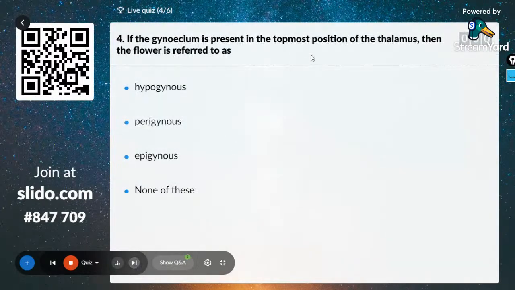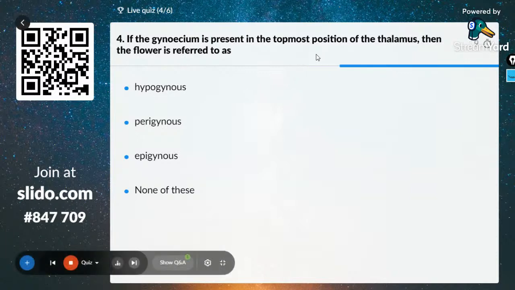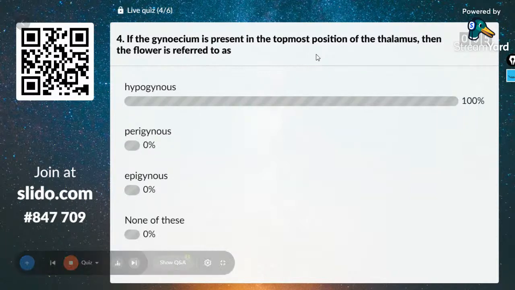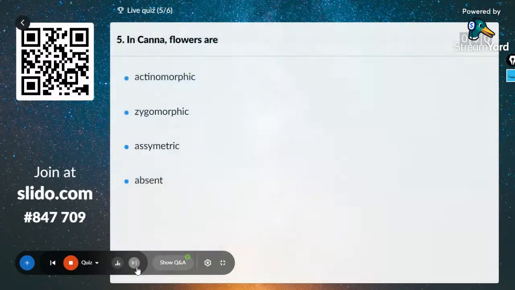Question number 4. If the gynoecium is at the topmost position of the thalamus, then the flower is said to be hypogynous, perigynous, epigynous, or none of these. Very good. This is what we have discussed in today's class. Absolutely very good, guys.